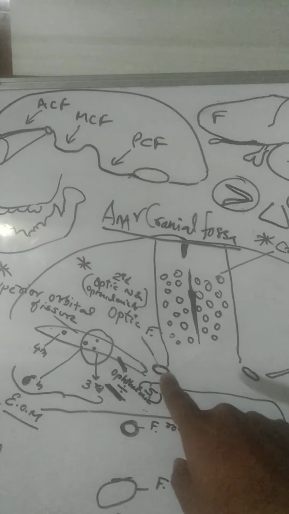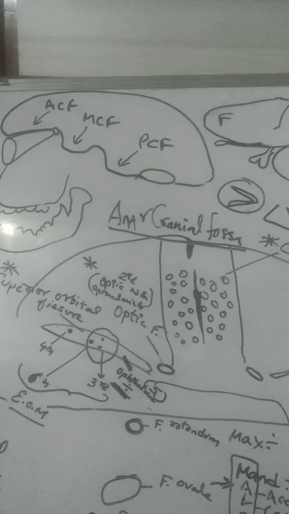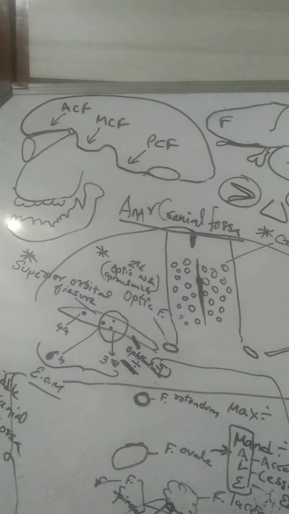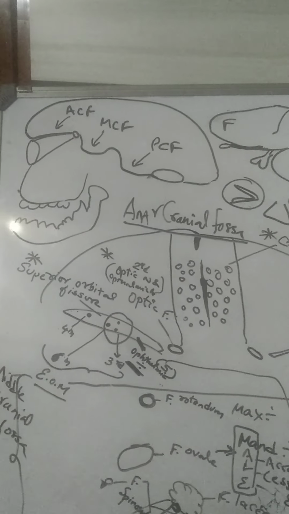The next foramen is the optic foramen. As the name suggests, the optic nerve will pass. In addition to the optic nerve, the ophthalmic artery will pass through this foramen called the optic foramen. Sometimes this foramen has got length. It's called the optic canal.